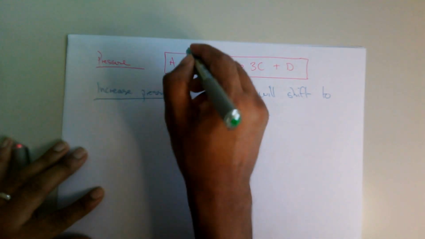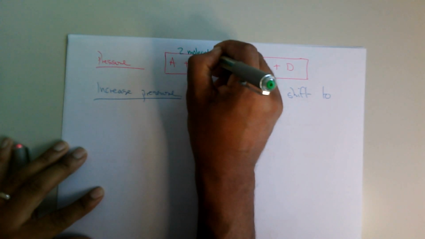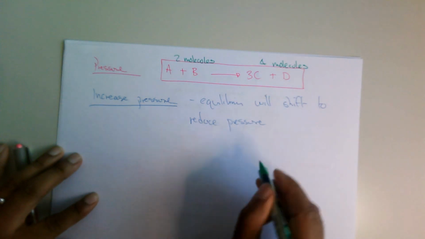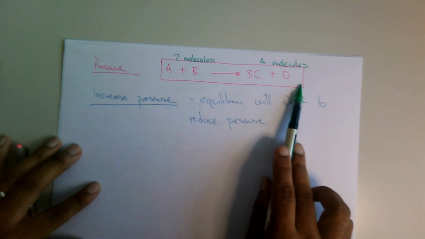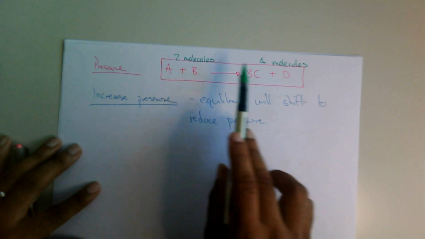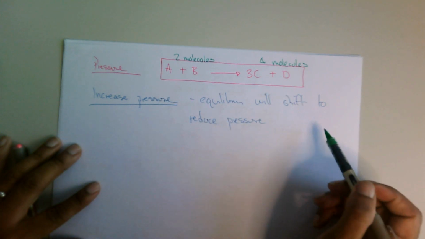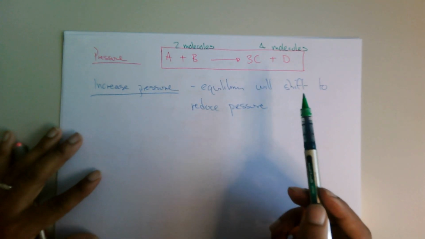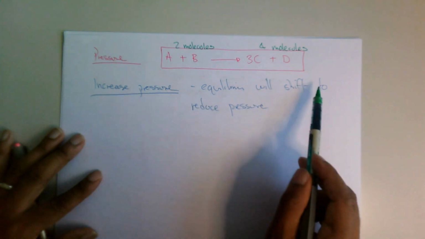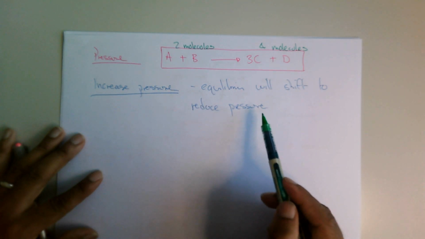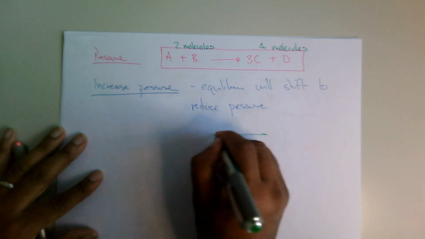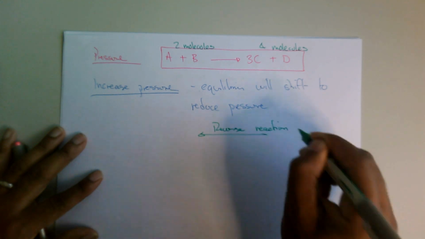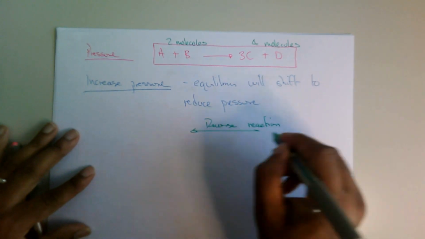On the left-hand side, you've got 2 molecules, and on the right-hand side, you've got 4 molecules. So if the reaction goes in the forward direction, you get 2 molecules turning into 4 molecules, so that will increase pressure. Whereas if you have 4 molecules going down to 2 molecules, that reduces pressure. So if you've increased the pressure, the equilibrium will shift to try and reduce the pressure. The only way that you can reduce pressure is if the reverse reaction happens.